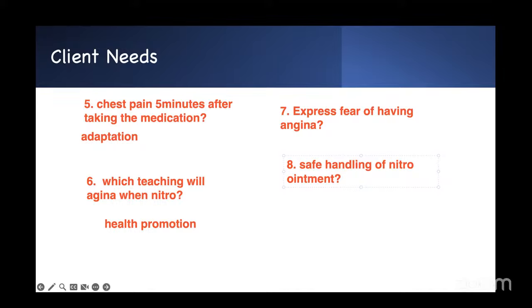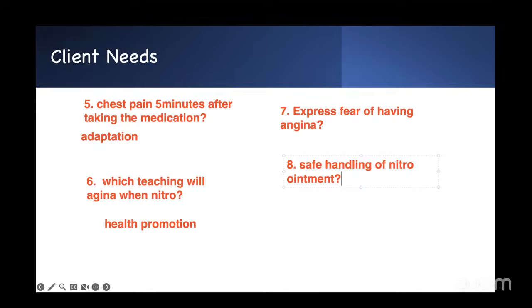Is he talking about the medication? Is it a pharmacology question? Risk reduction question? Or safety? This is a classic safety question. If you don't dispose of the ointment well, you can absorb it and it causes problems. So this is a safety question. Therefore, what kind of safety teaching would you provide in this situation? You need to wear gloves and dispose of it appropriately.